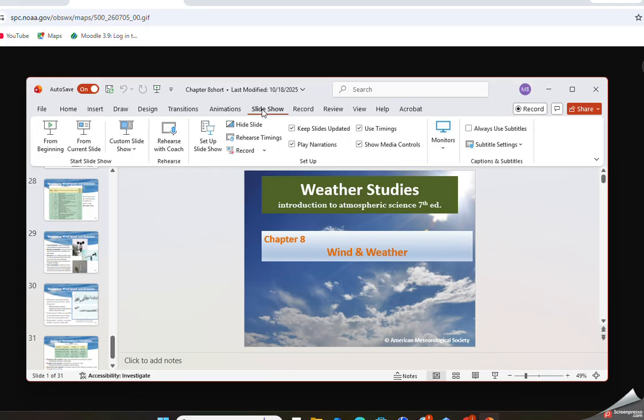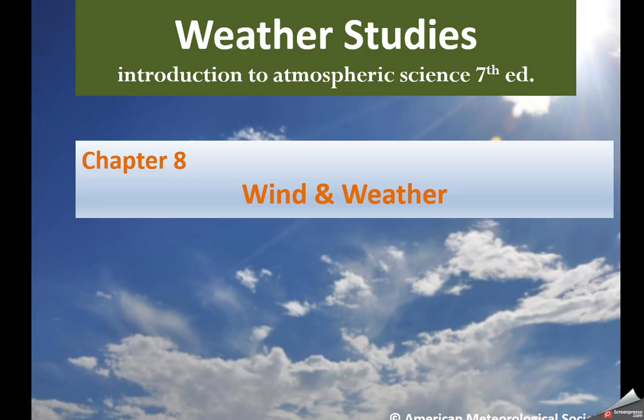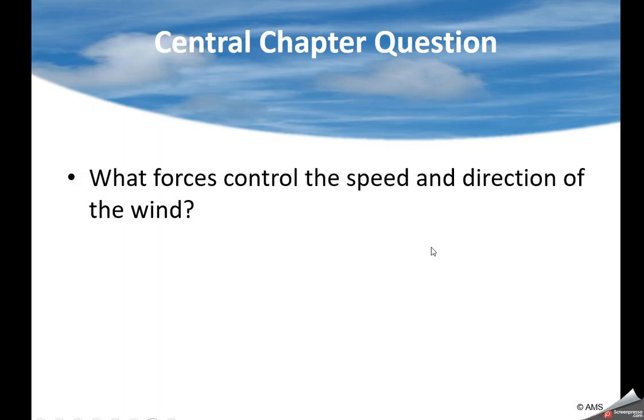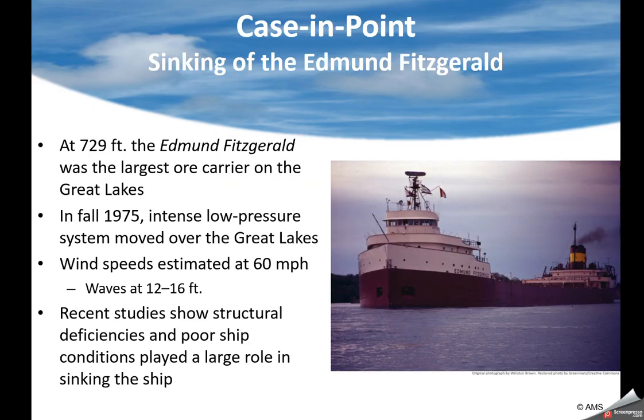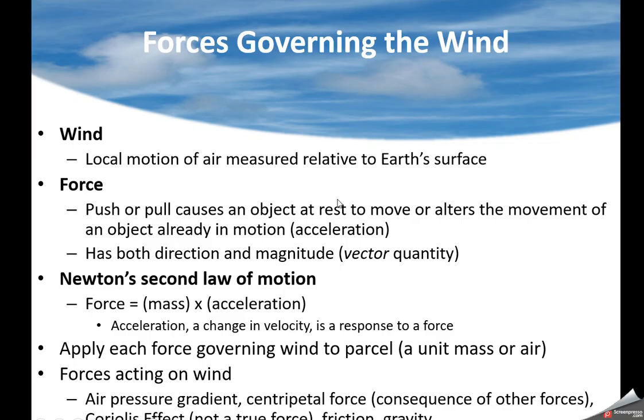So we're going to start. The very first thing is learning just what wind is. What forces control it, and what causes it to have different speeds and directions. A number of years ago, there was a song written about the Edmund Fitzgerald, one of the largest ore carriers on the Great Lakes, and in 1975, it sank. Winds were estimated at 60 miles per hour. Waves were 12 to 16 feet high. So why were the winds so high?